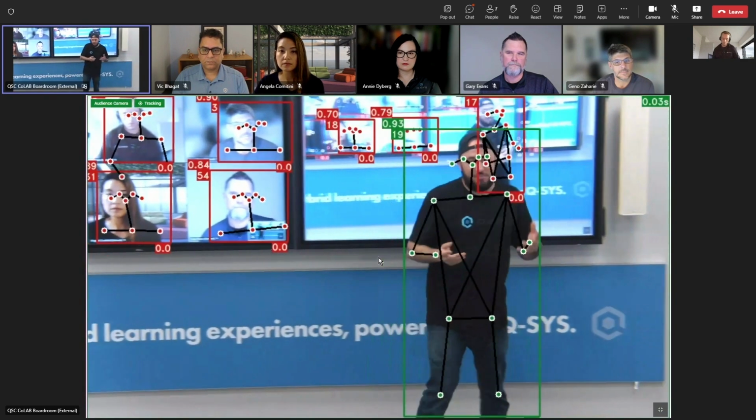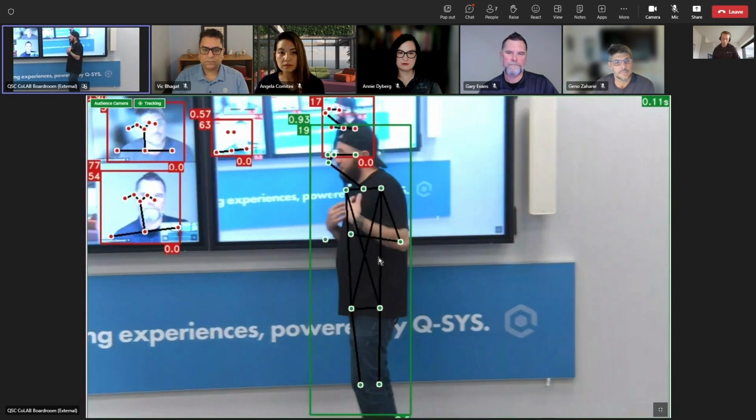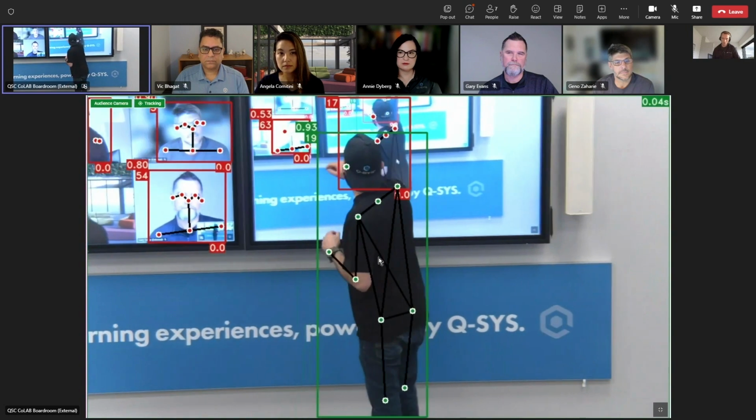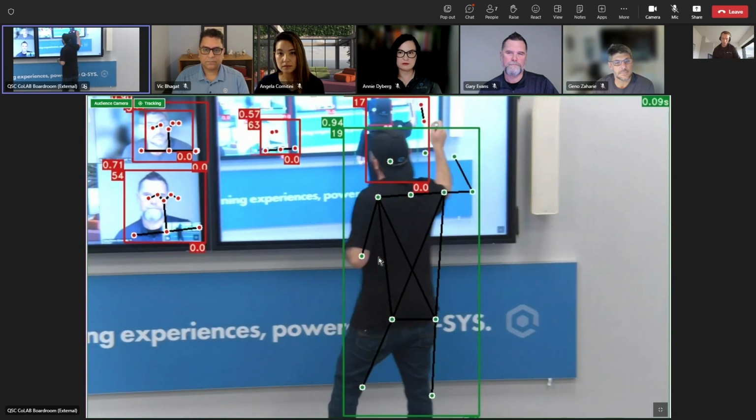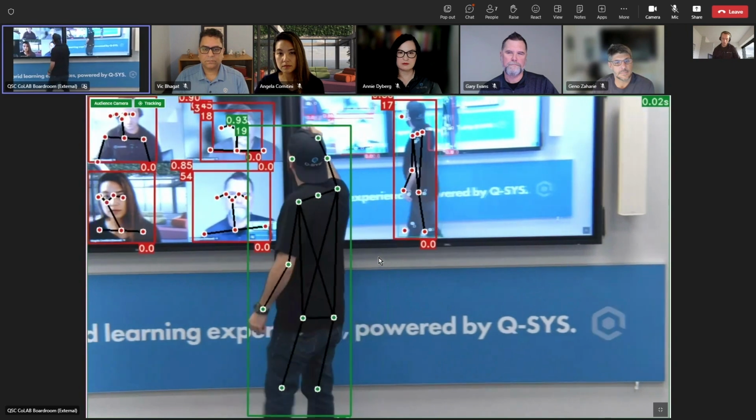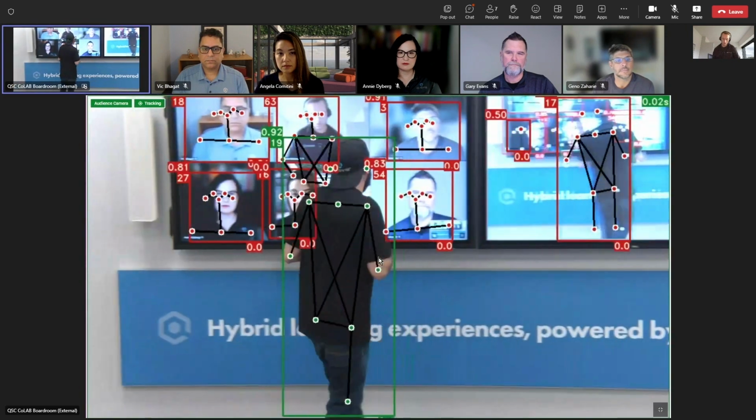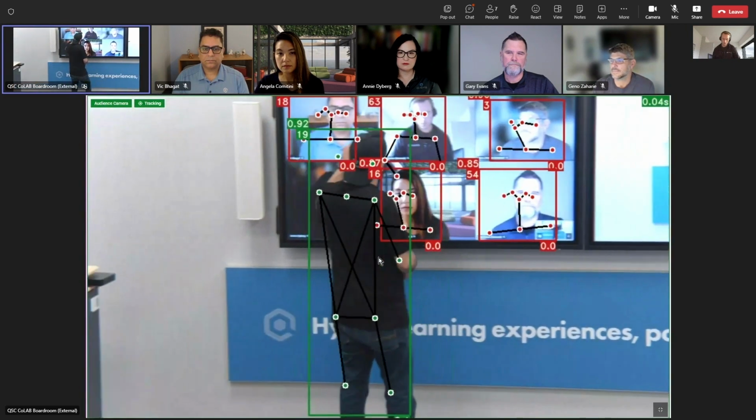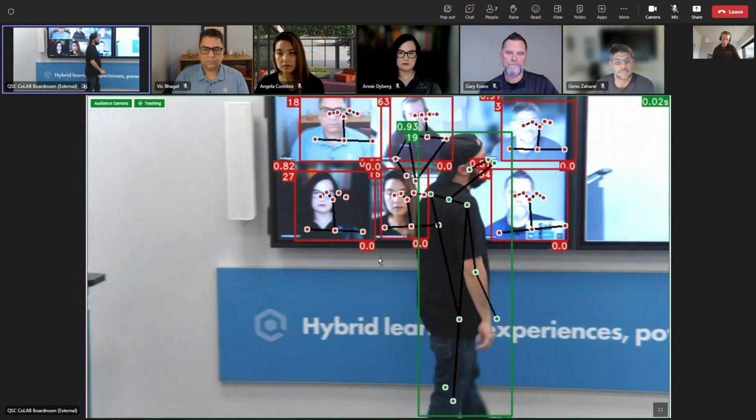Another good example of Seervision is, again, pretending I'm a lecturer. This is my whiteboard. I can turn around. I could write all across the screens. Seervision does not need my face or even me to be looking at the camera to know that it needs to track me and only me.